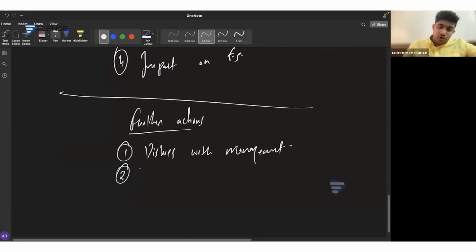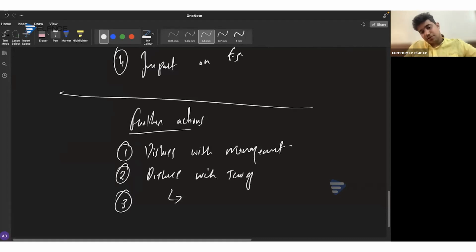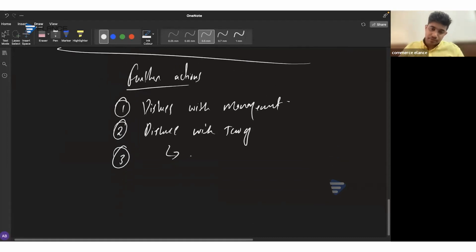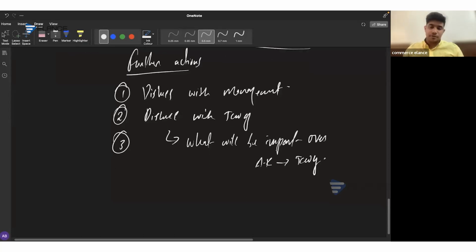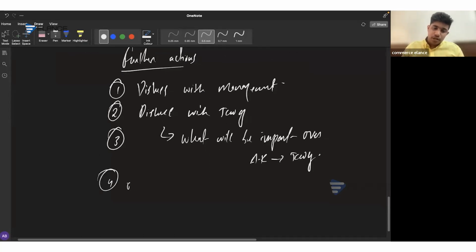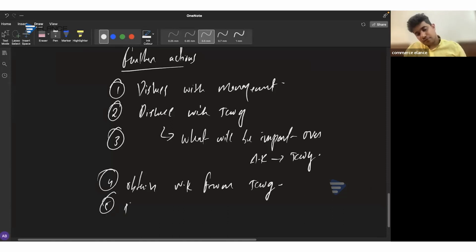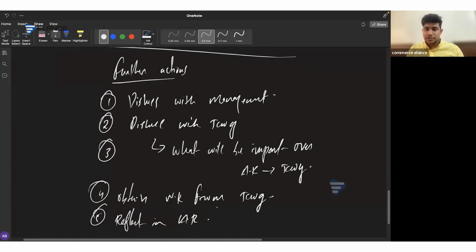Secondly, if the management is not willing to correct the mistake, what do you need to discuss with those charged with governance? Thirdly, if those charged with governance are not willing to correct the mistake, what will be the impact over the auditor's report that you need to communicate with those charged with governance? If they are still unwilling to correct the misstatement, obtain written representation from those charged with governance. And finally, reflect in the auditor's report. These will be the further actions.